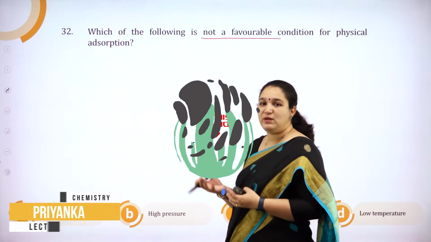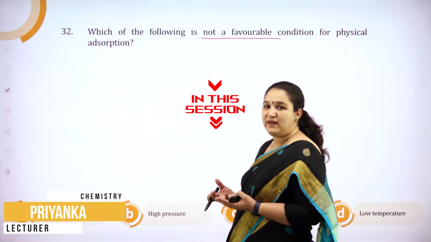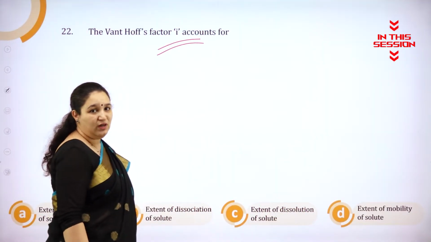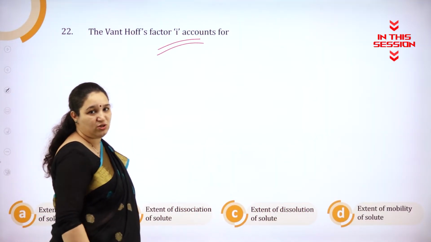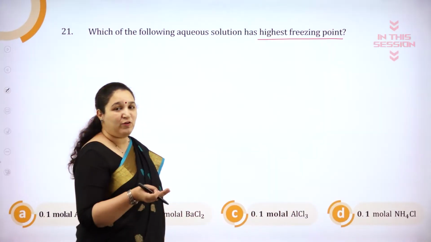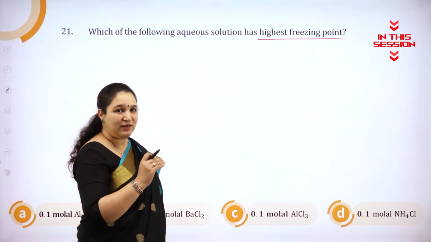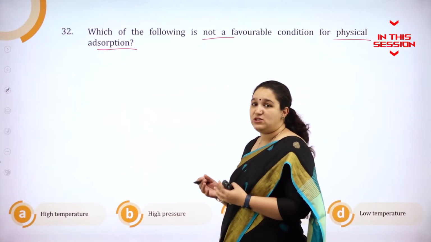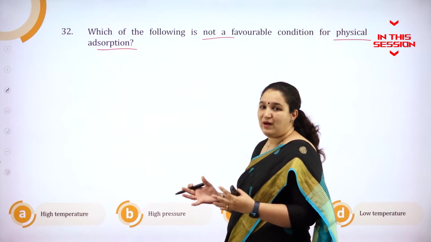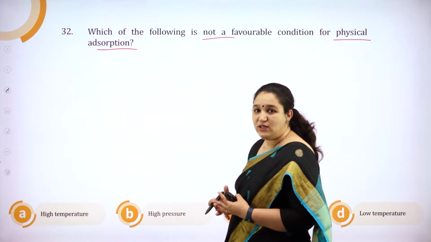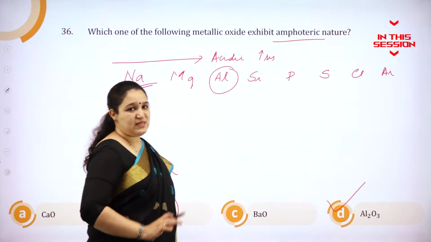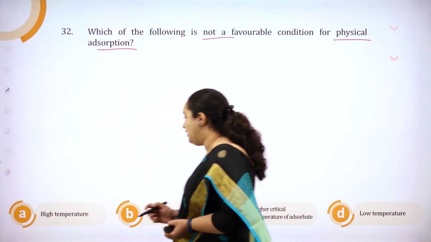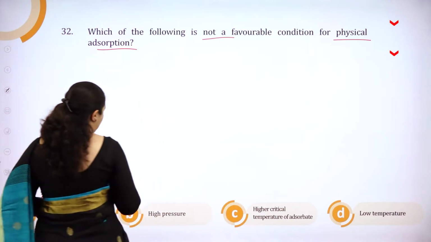Particles will start randomly moving more and more, and it becomes very difficult for adsorption. It accounts for dissociation or association of the solute particles. Number of particles less, that means that particular option will have the highest freezing point. Higher the temperature, the particles start moving more randomly, they get more energy. Aluminium oxide is the one which is amphoteric in nature, and due to which adsorption becomes a little difficult. So this is not a favorable condition.